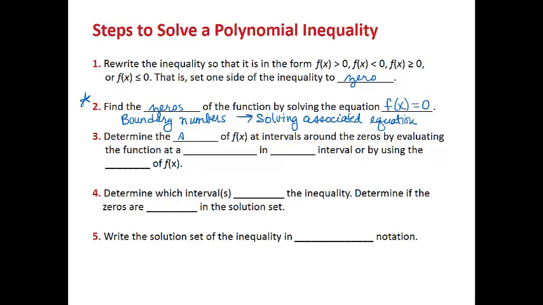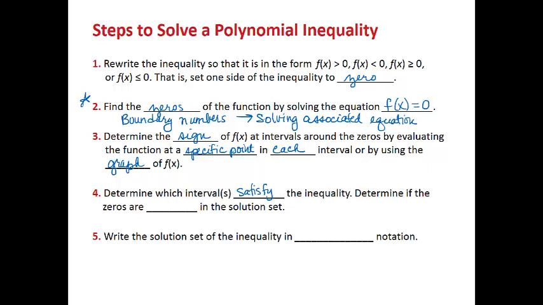Then we want to determine the sign of f of x at intervals around the zeros by evaluating the function at a specific point in each interval, or by using the graph of f of x. Then we want to determine which intervals satisfy the inequality, that is, which interval gave us a true inequality when we replaced that value of x with that specific number.